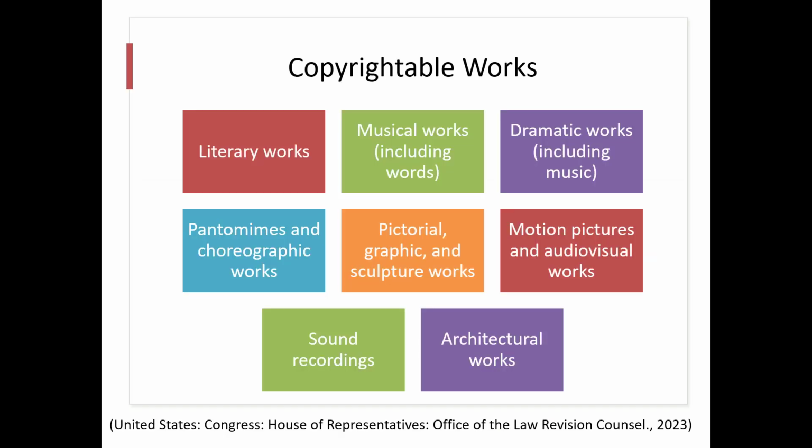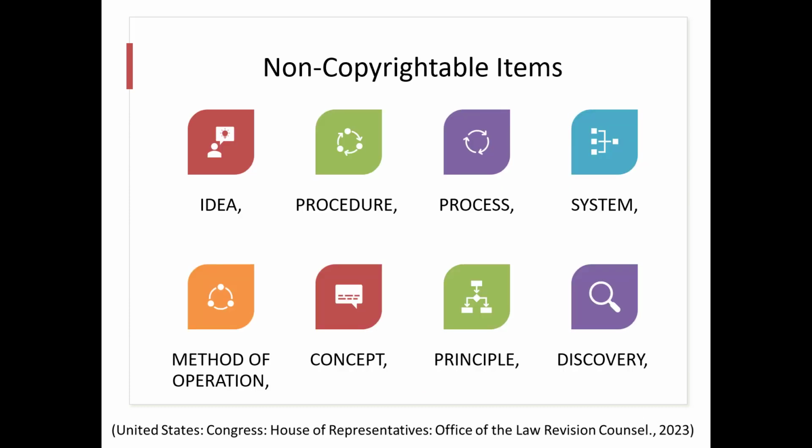So what can be copyrighted? So the copyright law has listed 8 items. So that includes literary works, musical works that could contain words, dramatic works, so theater that could contain music, choreographic works, pictorial, graphic, and sculpture, motion picture and audio video, sound recordings, and architectural. So those are items that can be copyrighted.